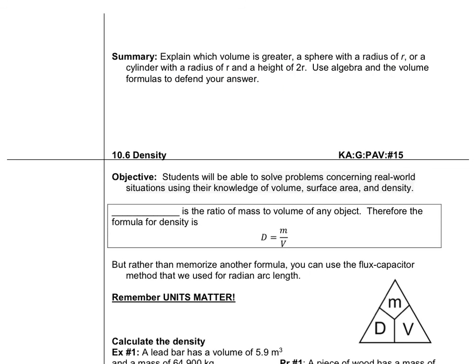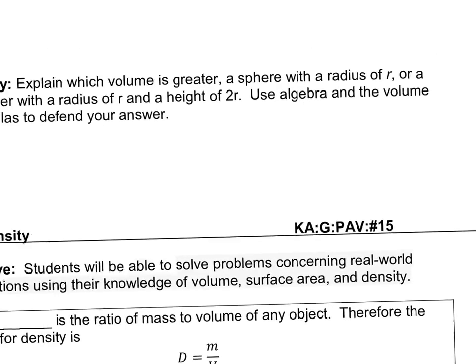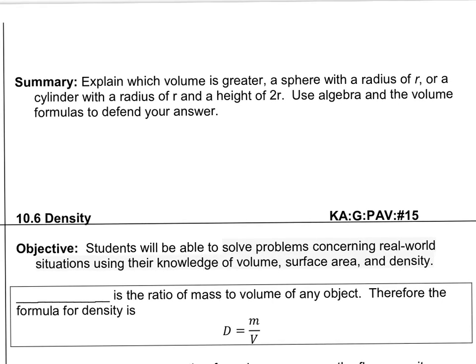All right, all that's left is the summary. I want you guys to think about this one. It says, explain which volume is greater, a sphere with a radius of r or a cylinder with a radius of r and a height of 2r. Let me kind of sketch these things for you so you have an idea. So you have a sphere. I'm going to do my best to kind of draw a sphere here. Maybe I could draw that part in.